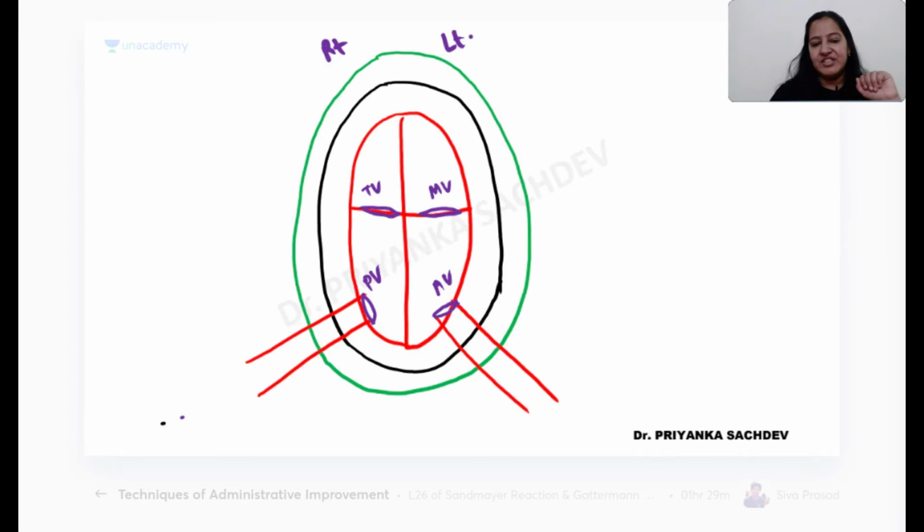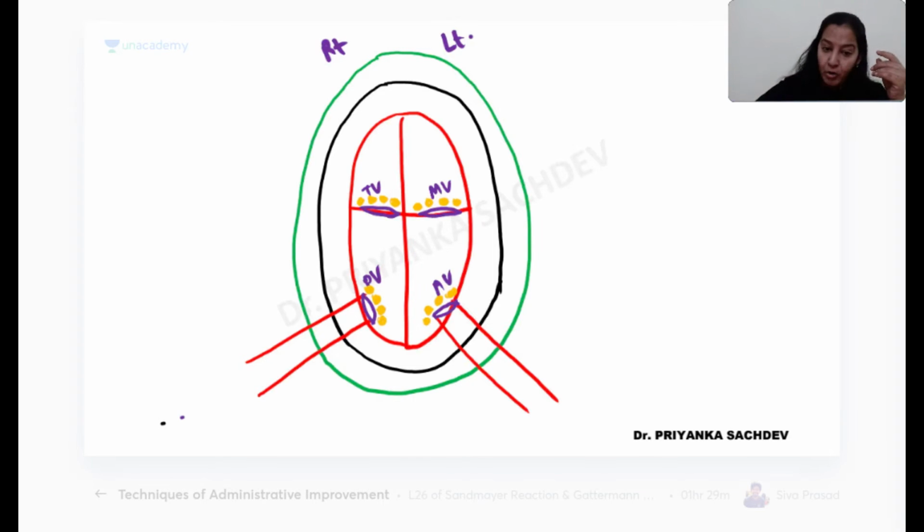So what is the location of vegetations here? These are the four valves I have told you, two surfaces I have told you. So see the location of vegetations. I have drawn the vegetation on all four valves to show the location to you. It is not present on both surfaces like Libman-Sacks. It is not present at the line of junction like rheumatic and NBT. It is present only on one surface. Which surface? Upper surface. Not on lower surface, only on upper surface.